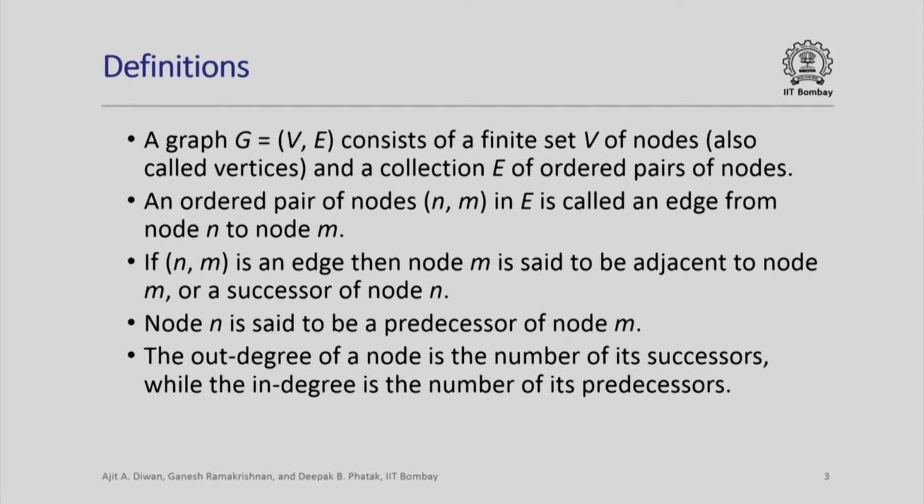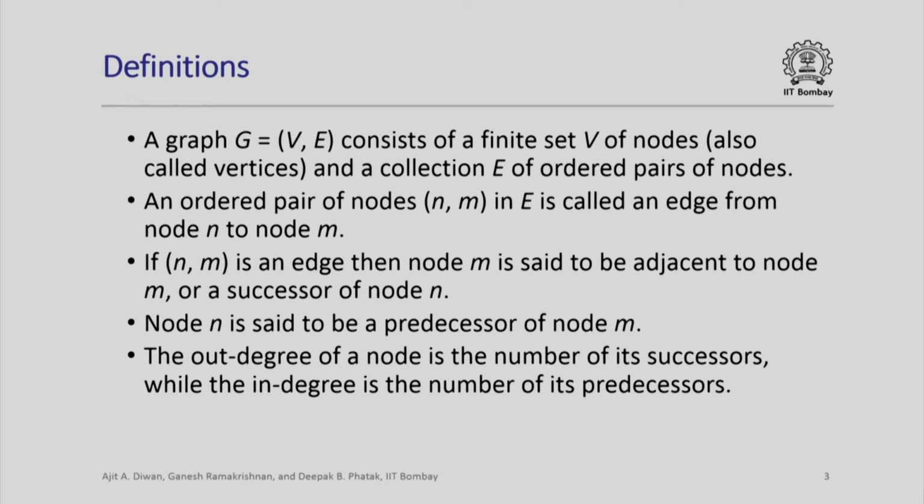If (n, m) is an edge, then we say node m is adjacent to node n, or a successor of node n. So, node m is like a next node of n, but n can have any number of successors, and they are defined by the set of edges in the graph G. Similarly, node n is said to be the predecessor of node m, or the previous node of m. Again, m can have any number of nodes as predecessors, and which nodes are predecessors or successors is defined by the set E of edges in the graph.